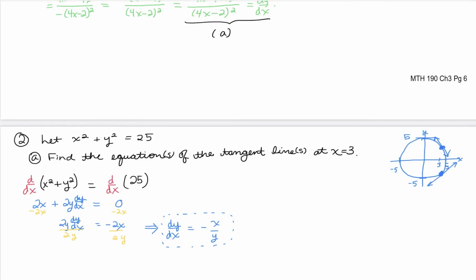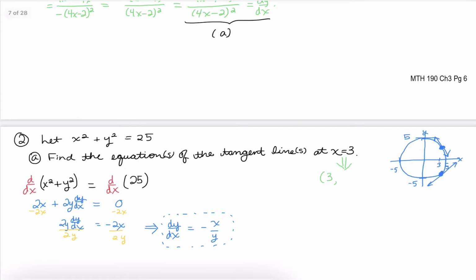But this is different from explicit differentiation, in that our derivative is in terms of x and y. So I'm going to need the y coordinate too. Normally we don't need the y coordinate until we are trying to figure out the equation of the line. Here we need it to even find the slope of the line.